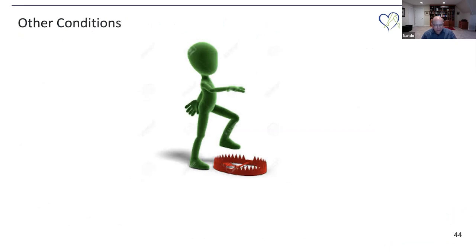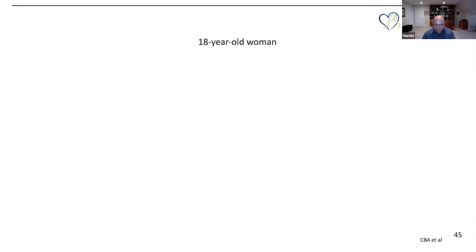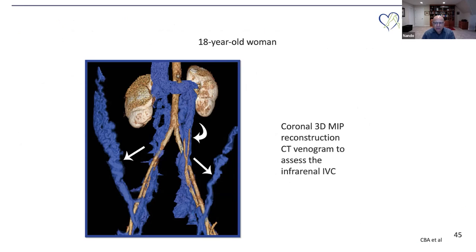So let's move on to other conditions that may fool one in thinking that there's pelvic venous disorders which have different etiologies and may serve as pitfalls. An 18-year-old woman presented with bilateral leg swelling and pain. A 3D reconstruction CT venogram demonstrates these enlarged abdominal wall varices. You can see a dilated left gonadal vein, associated pelvic varices, and then draining into an enlarged left renal vein. In the region of the IVC, however, you see sparse veins, and this represents IVC atresia.